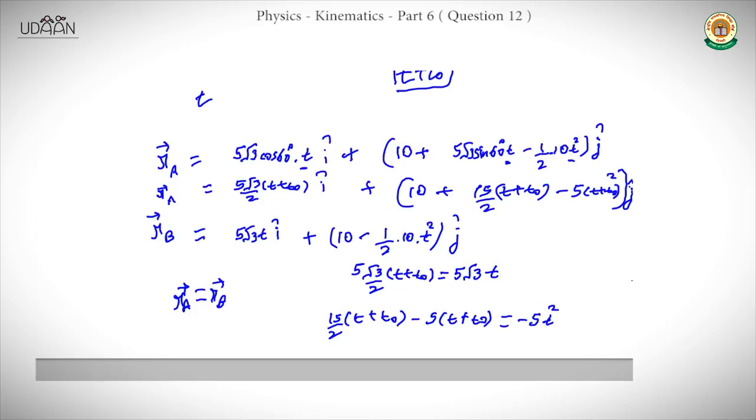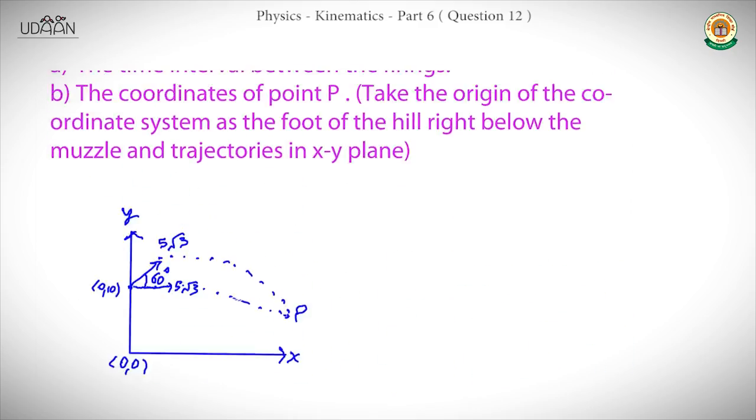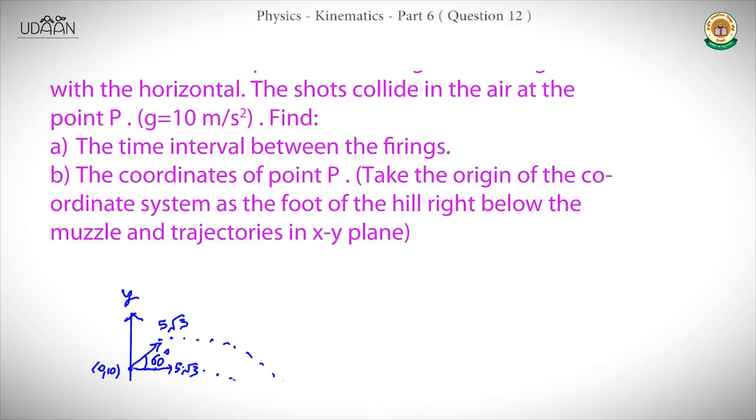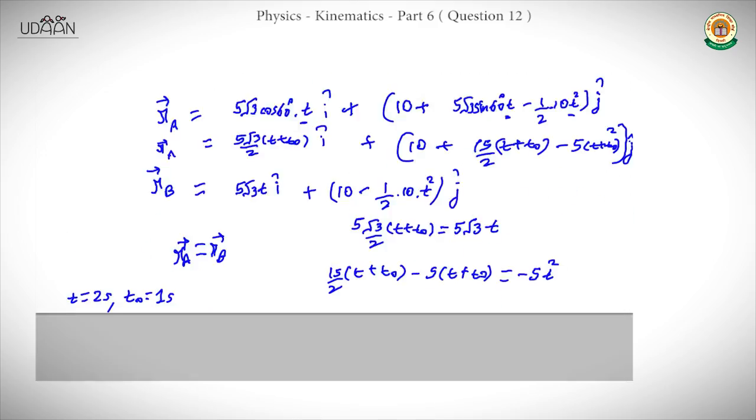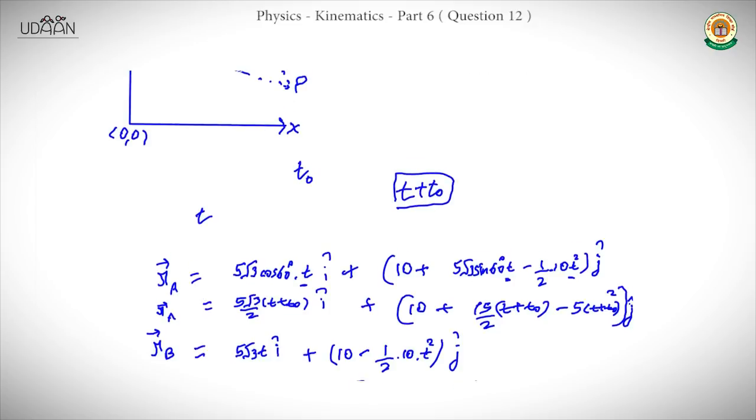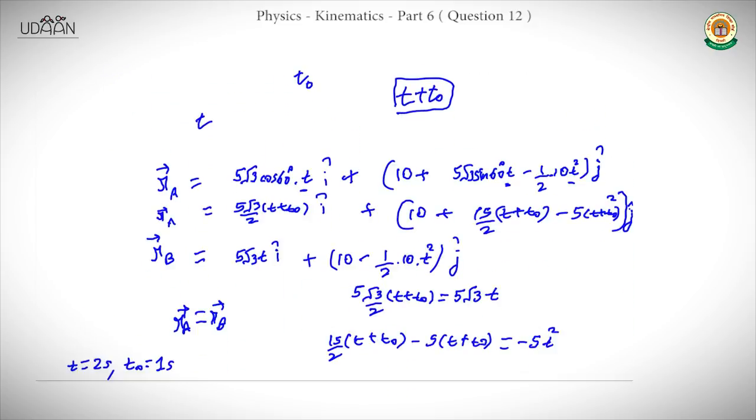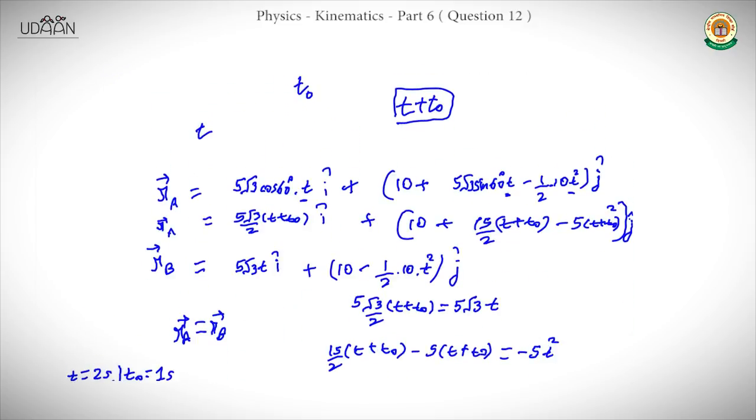I am going to tell you the values of t and t0: t is equal to 2 seconds and t0 is equal to 1 second. Okay, so that means that the first part of the question, the time interval between the firings, is simply equal to 1 second, because t0 is the time lag between the two firings. So this is the answer of the first part.